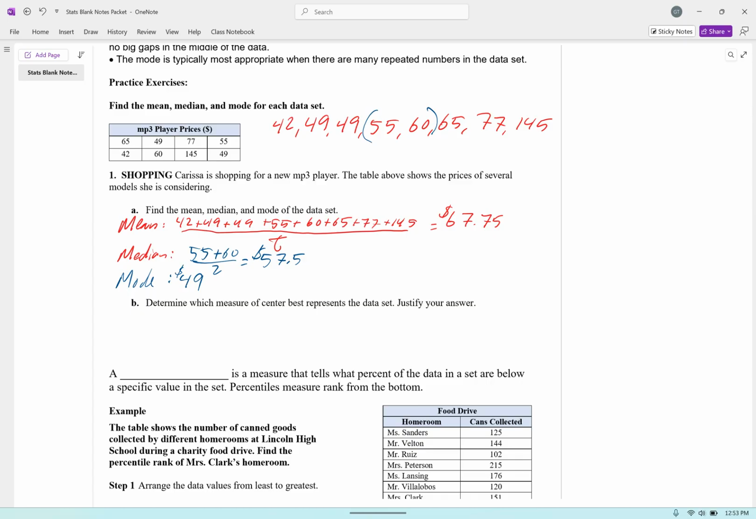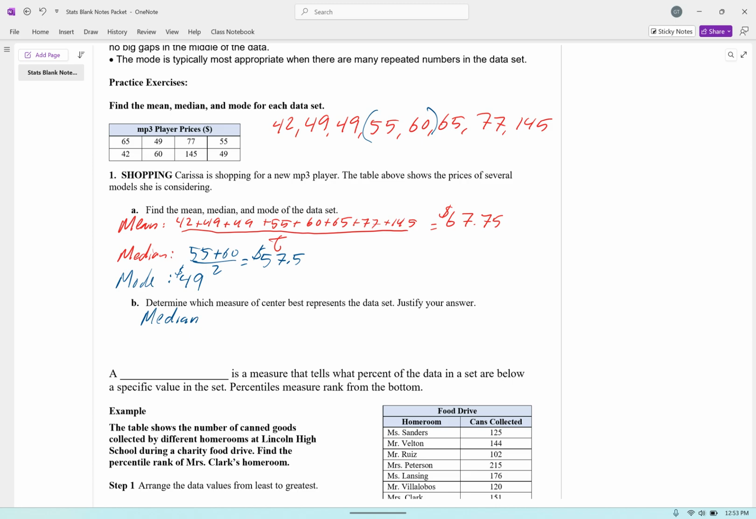In further lessons, you're going to learn exactly how to determine if something is or is not an outlier mathematically. But for now, we're just going to be able to look and say, that seems really extreme. That looks like an outlier. And so I would say that's either the mean or median, but I'd probably lean towards the median being the best center of the data points.